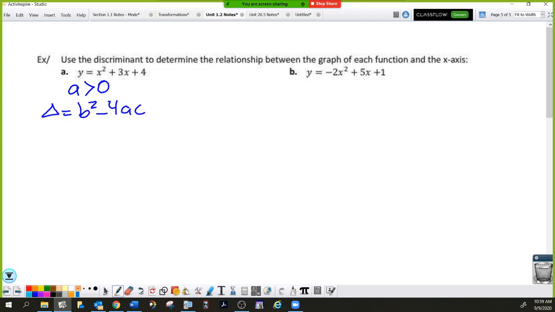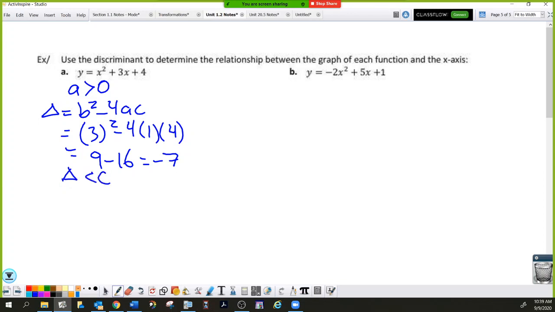b squared minus 4ac gives me 3 squared minus 4, a is 1, and c is 4 again. So that's 9 minus 16, which is negative 7. So I have a discriminant that's negative. I have a positive front number and a negative discriminant. That graph looks like this. So this is a positive definite quadratic.